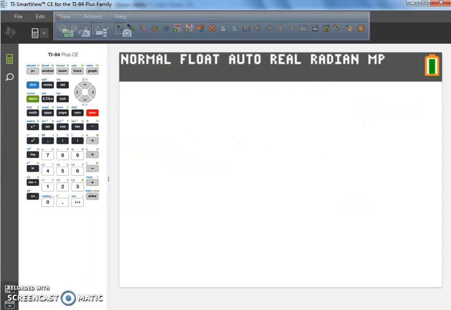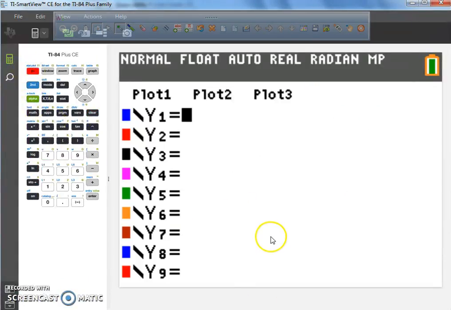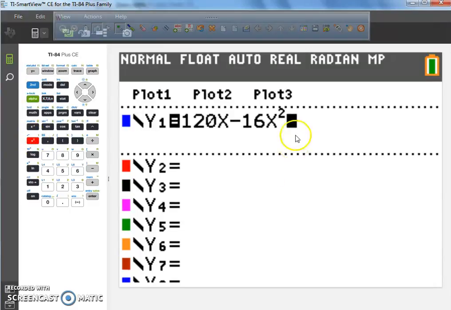go to your graphing calculator, hit y equals, all right, we'll type this in together. So after you type in y equals, type in 1, 2, 0. Here's your x button right here, x minus 16 x, and then see where it says x squared on your calculator right there? See that? Hit x squared and it squares it for you. All right? Now hit the graph button.